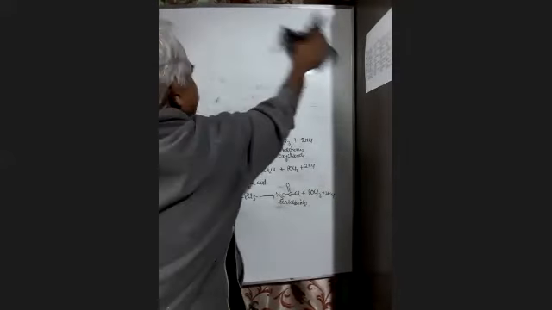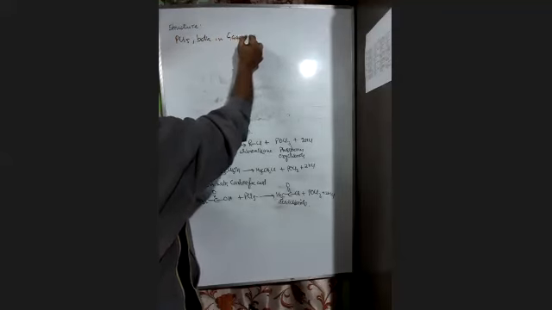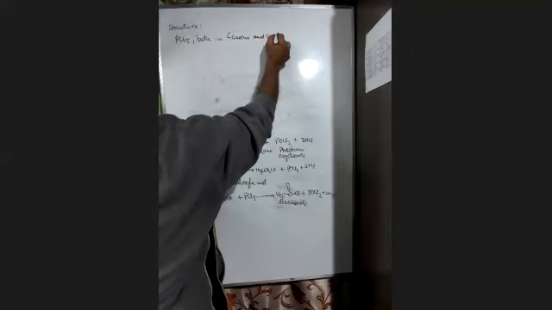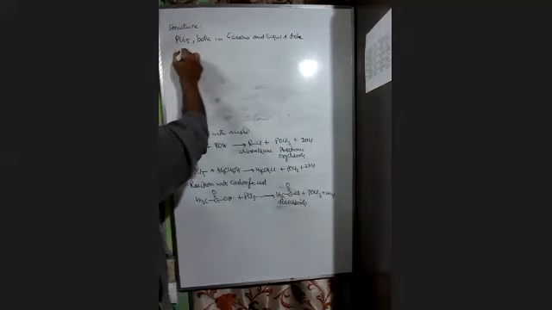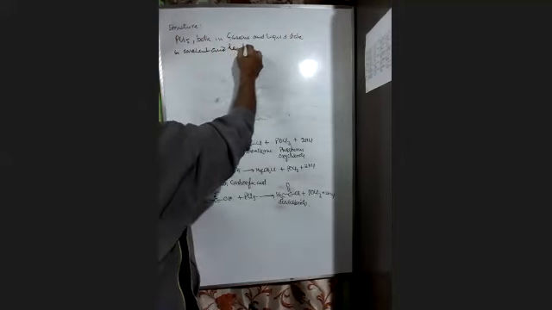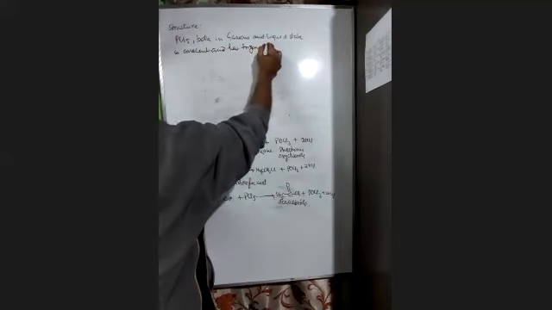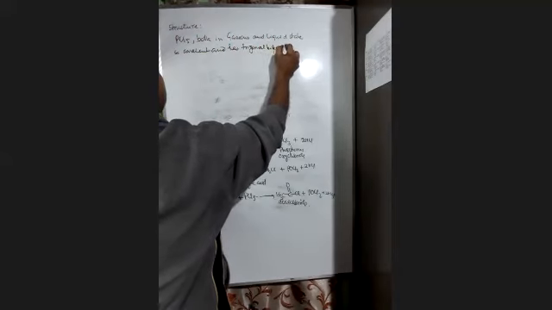Now, the important thing about PCl5 is this structure. Phosphorus pentachloride, both in gaseous and liquid state, is covalent and has a trigonal bipyramidal shape.